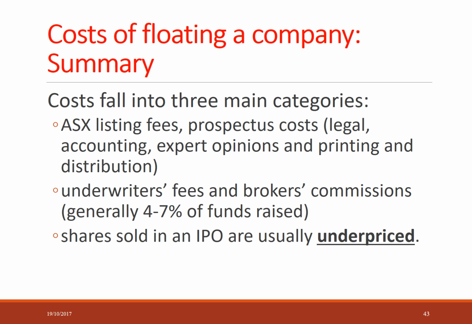In terms of floating a company, the costs are summarized as above. We have fees, we have issuance costs, and so on and so forth. That's the direct cost of issuance. We also have fees to underwriters and commissions. And we have underpricing, being an additional cost of IPOs, so we have to sell our shares at a cheaper price.